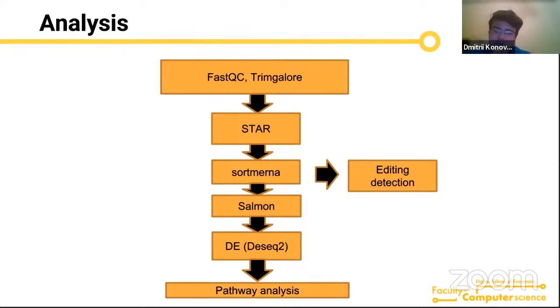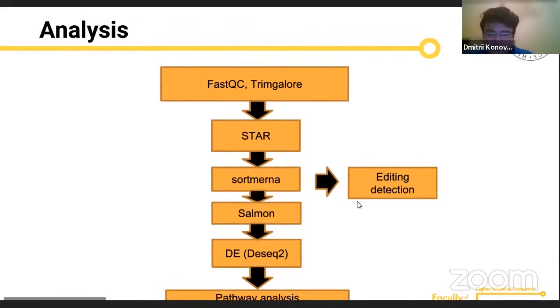After that, we want to quantify our reads. I did it by Salmon. And after that, we want to check the differential expression, for example, by DESeq2. And after that, we want to see our list of genes which are differentially expressed, and perform pathway analysis to check which pathways include those genes and were most affected by Z-RNA formation. And also, we want to check some editing, which I believe Alex described in great detail in his talk.